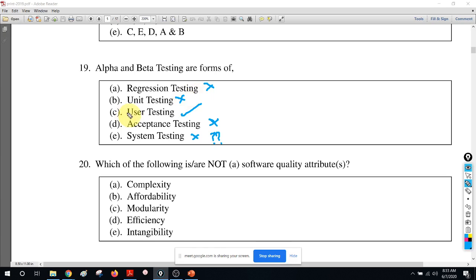Right. So anyway, don't think of it as acceptance testing. Alpha and beta testing are informal testing. Right. They are not formal system testing or acceptance testing. Okay, so answer is C.